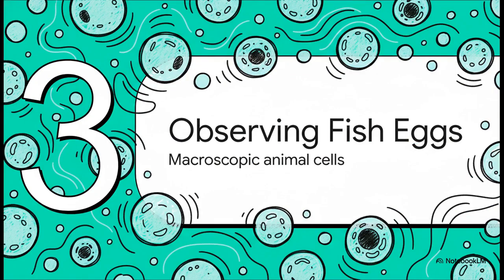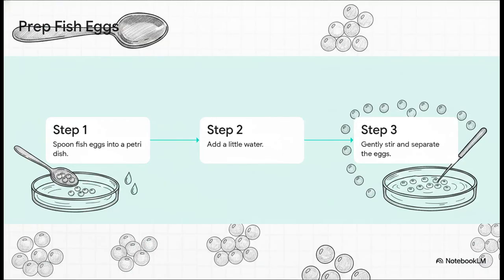All right, on to part 3, observing fish eggs. Let's look at some macroscopic animal cells. We are making a massive shift in perspective here, zooming way out from the microscopic back to the macroscopic scale. Prepping these animal cells is so much faster and gentler than the onion. You literally just scoop some fish eggs into a petri dish with a spoon, add a splash of water so they don't dry out, and use your dissecting needle to very, very gently tease them apart.